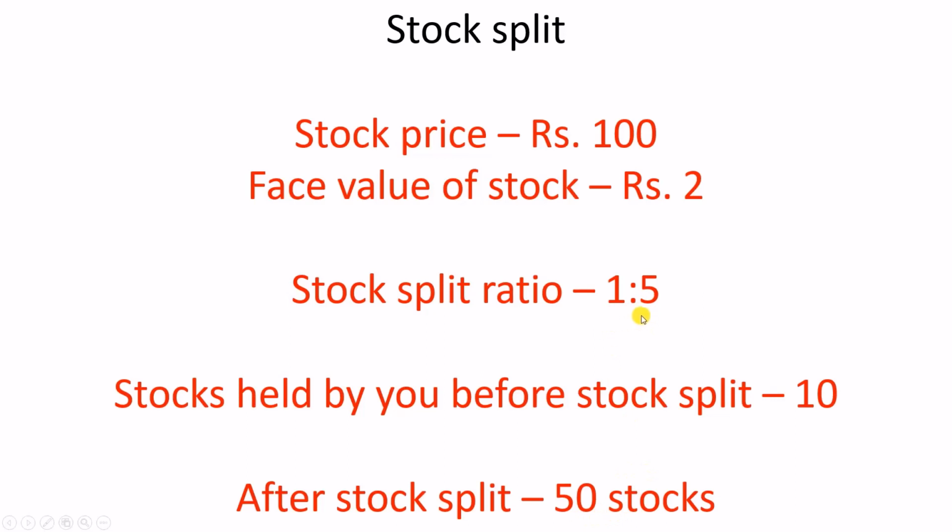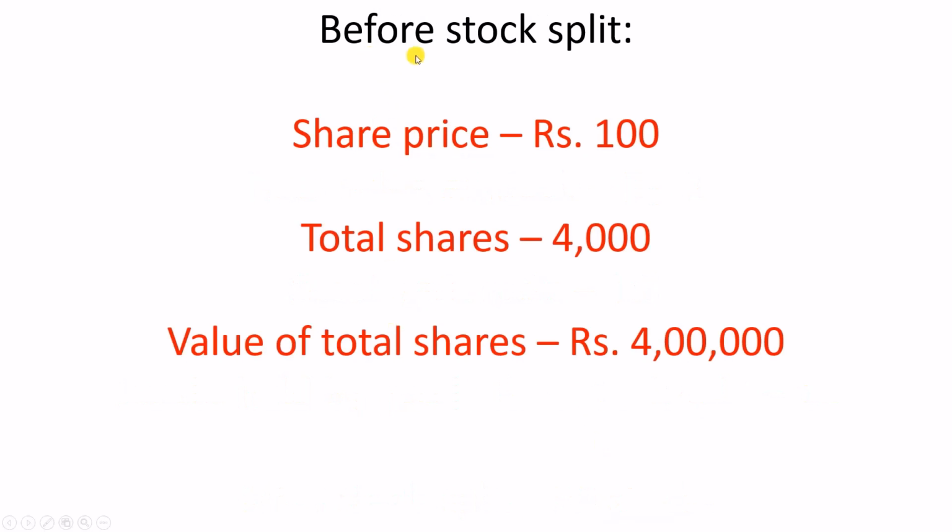Now what does this ratio mean? This ratio means one stock is split into 5 stocks. One cake is split into 5 pieces. Okay? So you have 10 cakes, you have 10 shares. 10 shares are split into 50 stocks. So before you had 10 stocks, now you have 50 stocks. Now, before the stock split, this is the condition.